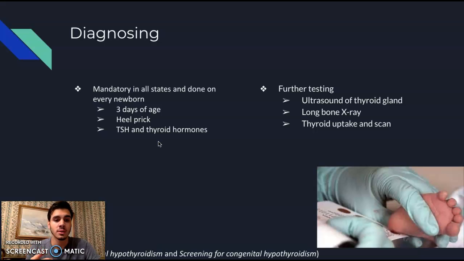This consists of injecting the newborn with a radioactive contrast, which is not harmful for them, but is able to be recorded on how much of it is being uptaken into the thyroid and if that is within normal limits or not.